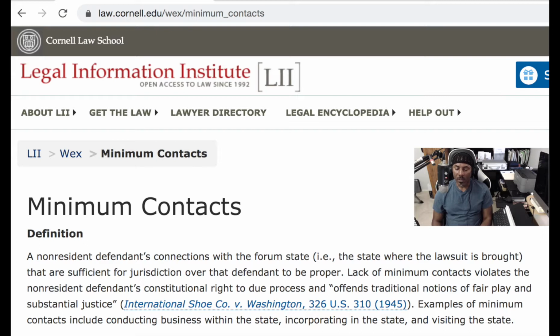Minimum contacts include conducting business within a state, incorporating in that state, and visiting the state. Okay? Now that sounds very ambiguous on purpose. So let's go to another source.